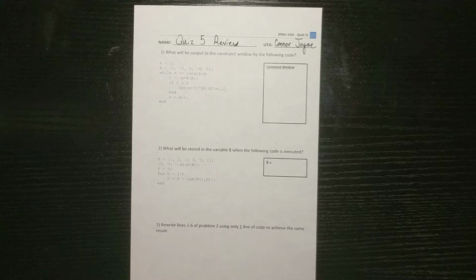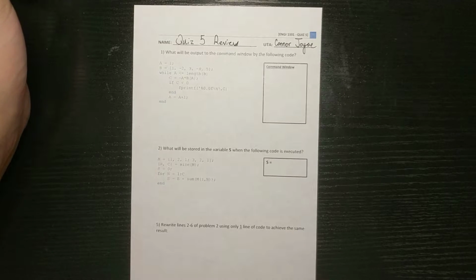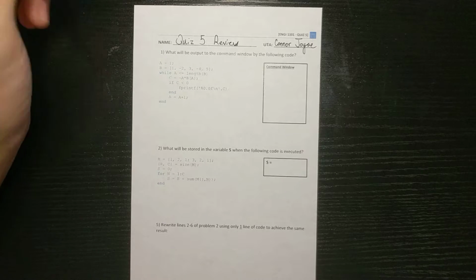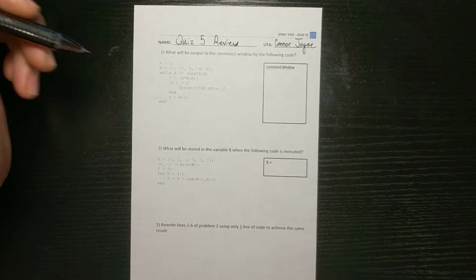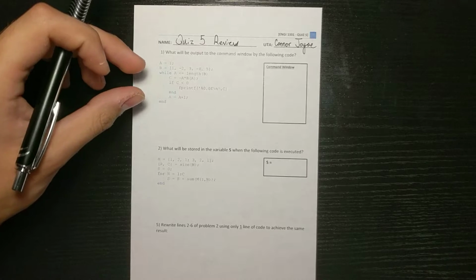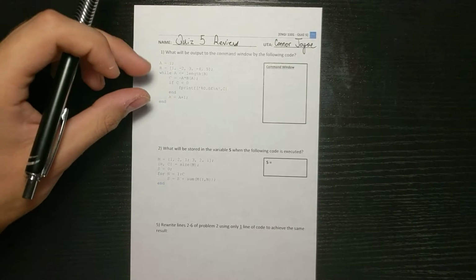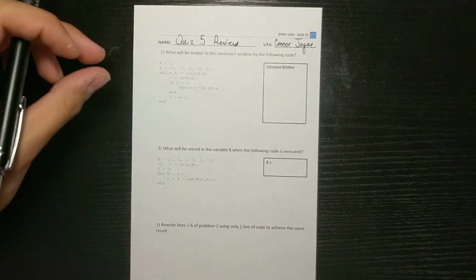In this video, we'll be reviewing Quiz 5 from the ENGI 1331 Summer 2018 semester. This quiz covers basic while loops and for loops. Whenever you're doing a problem that involves a while loop or a for loop, you should probably just start by looking at your outer loop, what it's asking you, and then go one loop at a time and break down your problem.